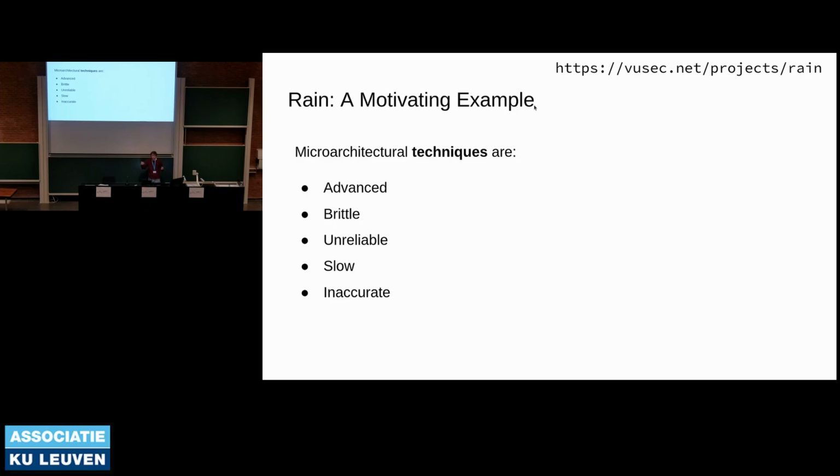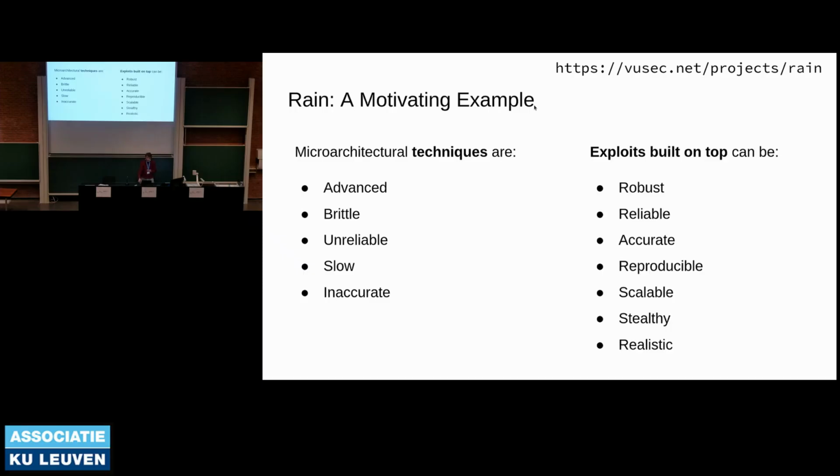And I think we should take examples like these to show that actually, while these techniques are a bit shitty, the exploits that you can build on top can definitely be very robust, reliable, accurate, reproducible, scalable. Remember, we didn't know our victim, right? You can just spawn 1,000 VMs like this and start leaking keys. Very stealthy. Neither Google nor Amazon ever raised an alert. Well, I've been doing this for many compute weeks. So I think all in all, this is a realistic threat. So thank you.